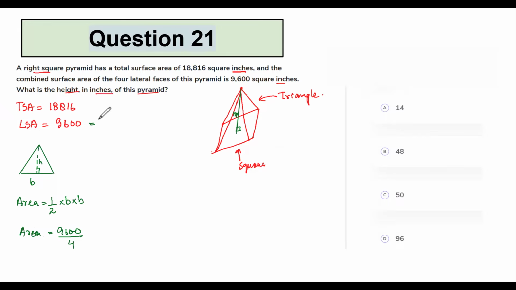This lateral surface area is 4 times the area of the triangles. Okay, area of one triangle. That gives me 246, sorry, 2400 it gives me. 2400. I have the area now. Okay. But still, do I have the base? Not yet. And do I have the height? Not yet.